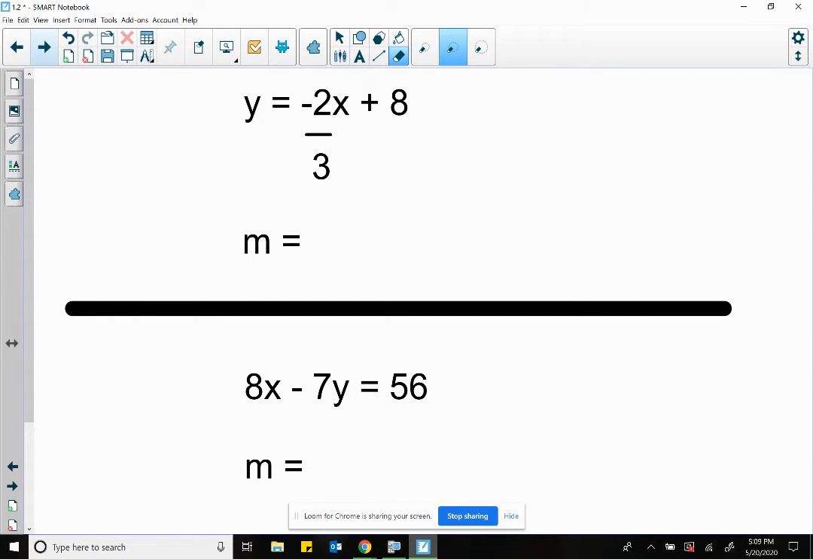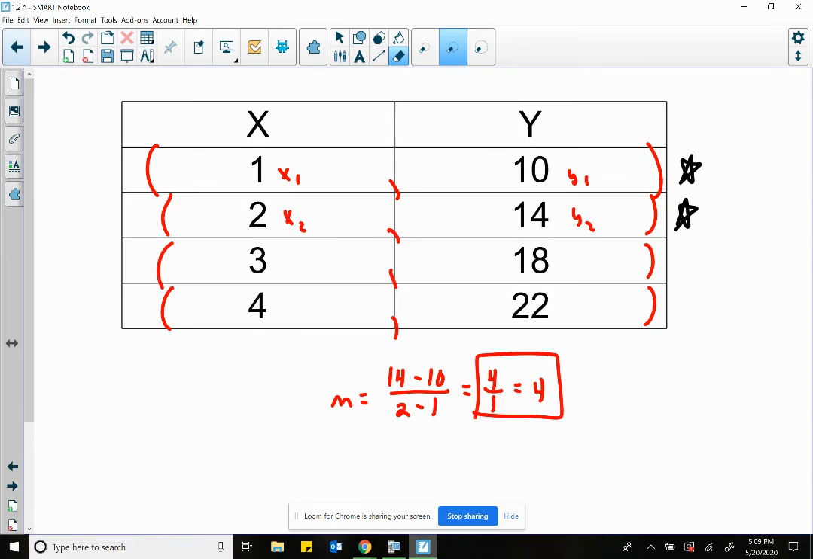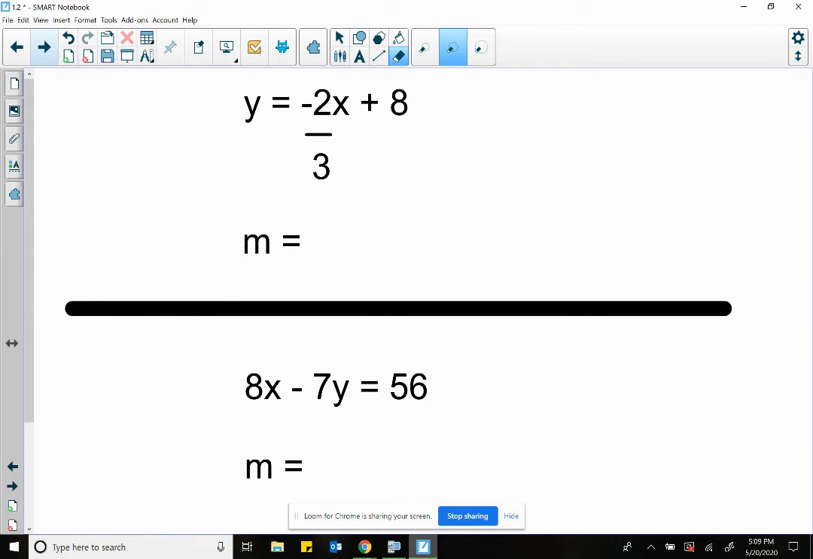All right. So we've done the graph. We've done the 2 points. We've done the table, which is just basically 2 points again. Now we're doing it from an equation. This is what we've already done in 1.1. So know what form you're in, and then you can figure out how to find that slope. Okay? So up here, go ahead, pause the video, give both of these a shot. Find me the slope.